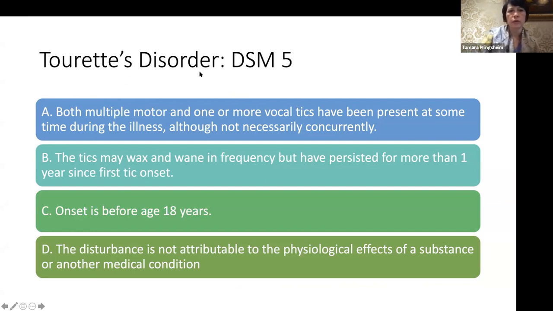Okay, so let's talk about what the diagnostic criteria are for Tourette's disorder in the DSM-5. So you have to have both multiple motor and one or more vocal tics that have been present during some time, but not necessarily at the same time. The tics wax and wane in frequency, but persist for more than a year. The onset is before the age of 18, and it's not due to a substance or another medical condition.